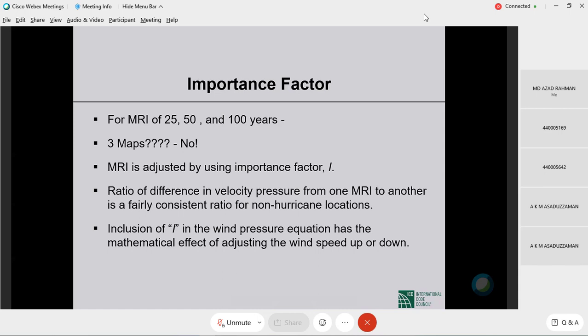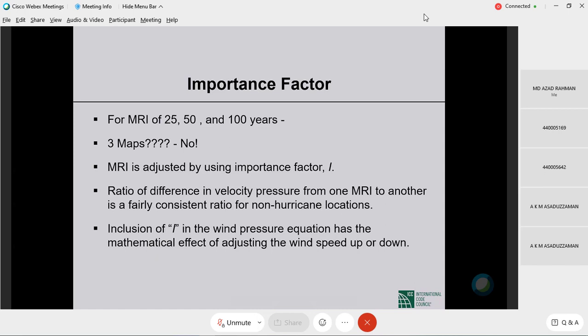So since we are using 3 return periods in design of structures of different occupancy and use, do we need three different maps in the standard? And the answer is no. The ASCE 7 committee determined quite some time ago that the ratio between 50-year return period wind and 100-year return period wind is substantially constant. And so we can convert to 100-year return period wind from 50-year return period wind using a multiplier, and that multiplier is called an importance factor.